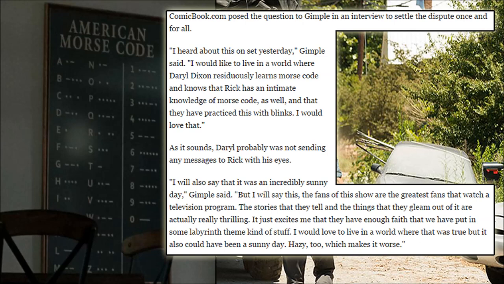So basically, in my eyes, Scott M. Gimple is deconfirming this theory in a very polite way. He's saying that it was a sunny day and that we were actually kind of reading into it a little too much, but he does respect the fact that fans have enough faith in this show to be intelligent to possibly put something in the show like this. This was pretty much my theory evaluation.